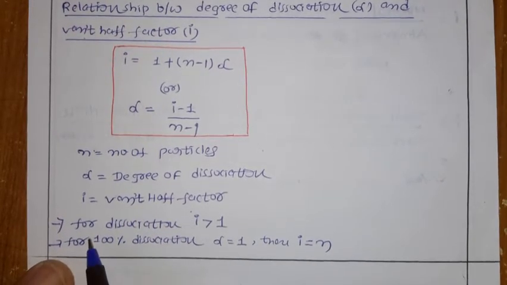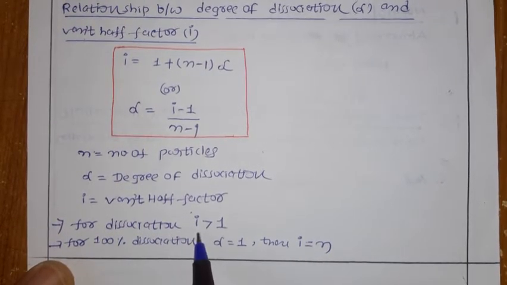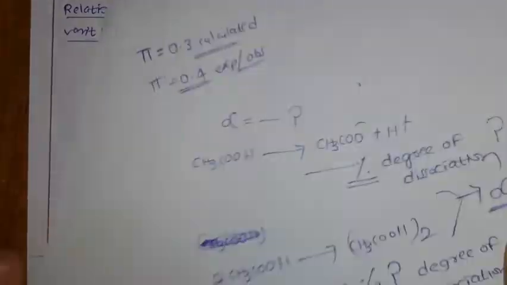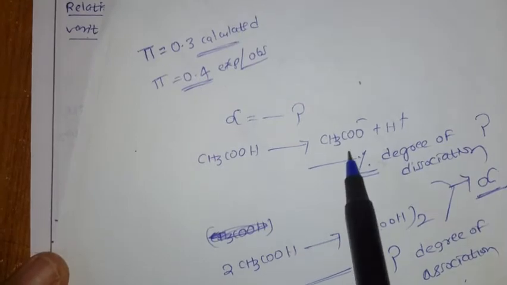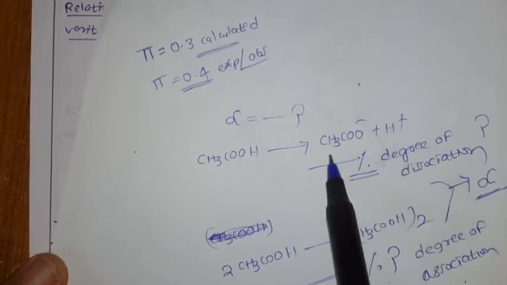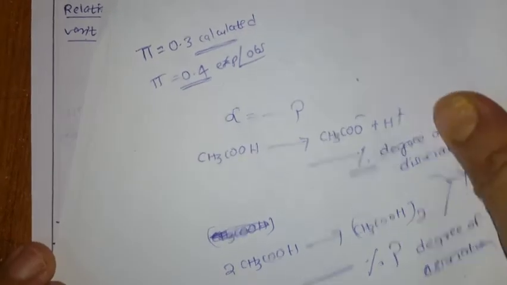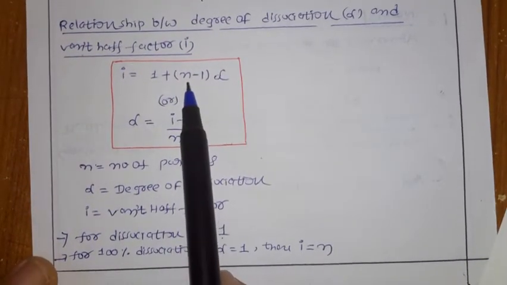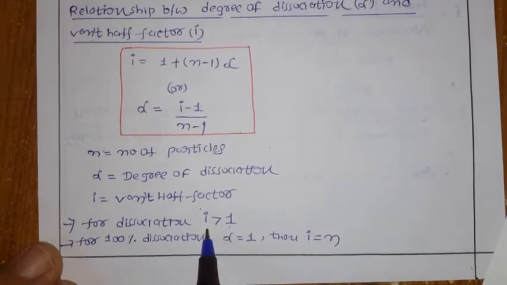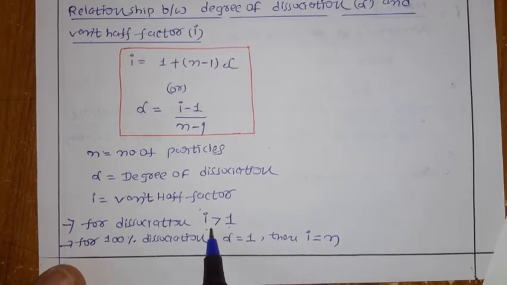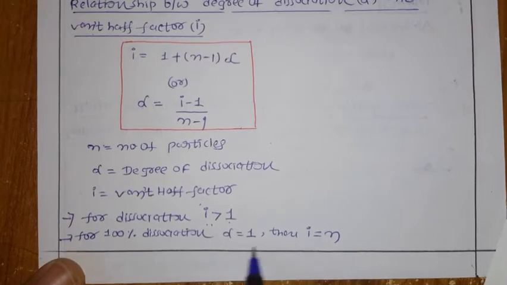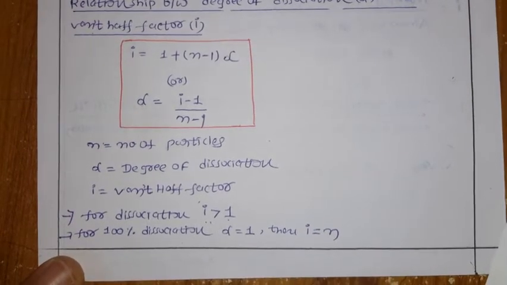As you know very well, for dissociation the i value should be greater than 1. Take one particle as an example. After dissociation the number of particles increases, that is, the n value increases, so the i value increases. So the i value will be greater than 1. For example, with 100% dissociation, α = 1, then what does i equal?